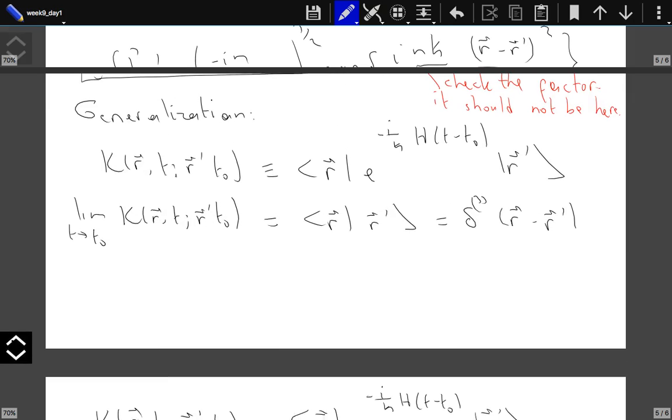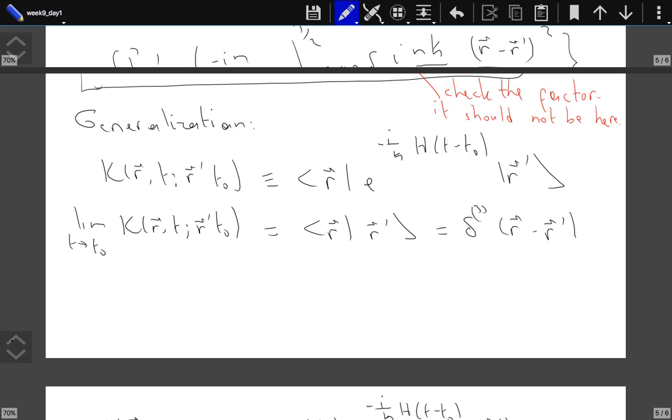And with an initial value, initial wave function that is a Dirac delta. So if you want to give K a physical interpretation, it's nothing but the wave function at the time t of a particle that was localized at the point r prime at the time t0. So initially we had this Dirac delta function and we let it evolve in time. The wave function at the time t is given by this K. That is one interpretation we have of K.